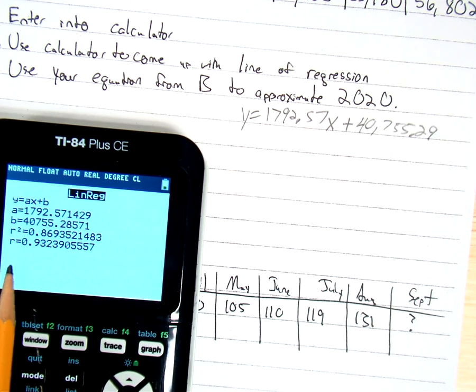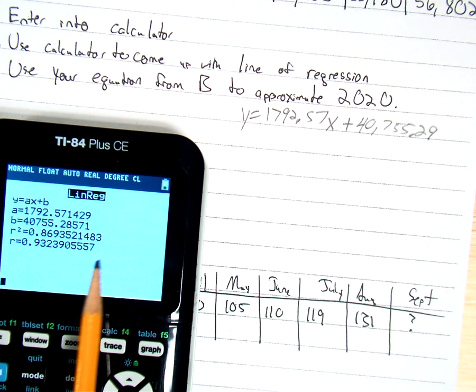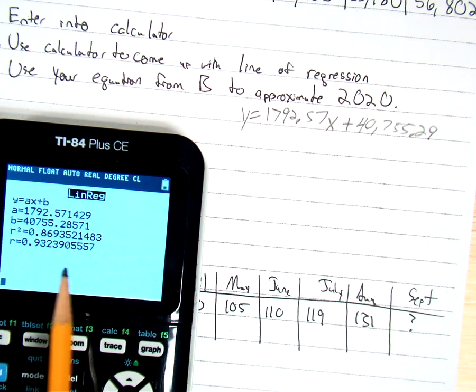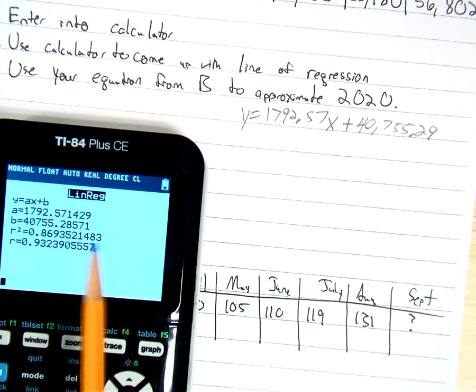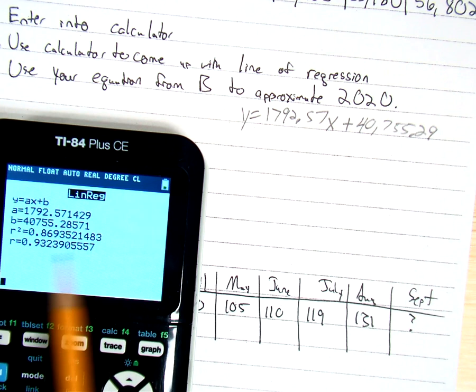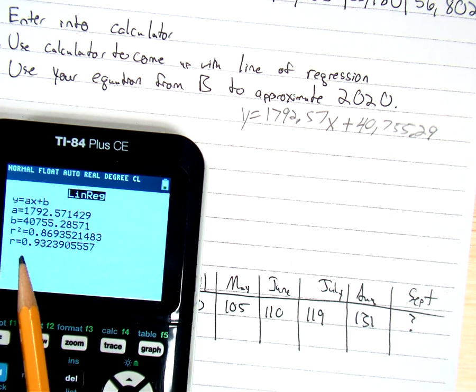We talked about the R value there. 0.93 is pretty good. The closer we are to 1 or to -1, the better. 0.93 is pretty close to 1. So that's going to be a pretty strong positive relationship there.